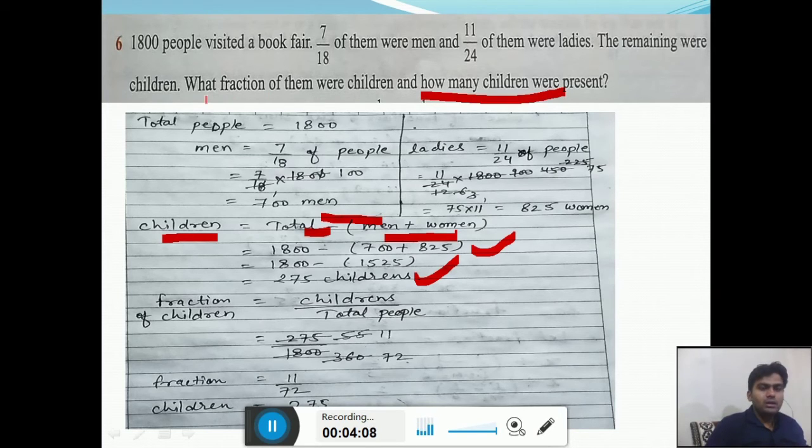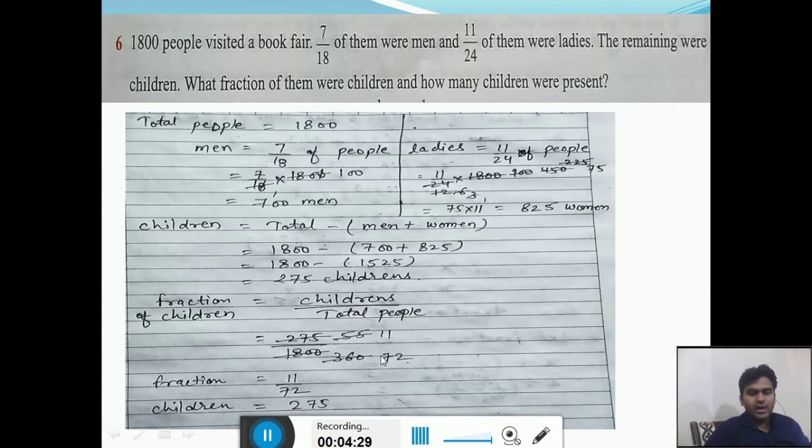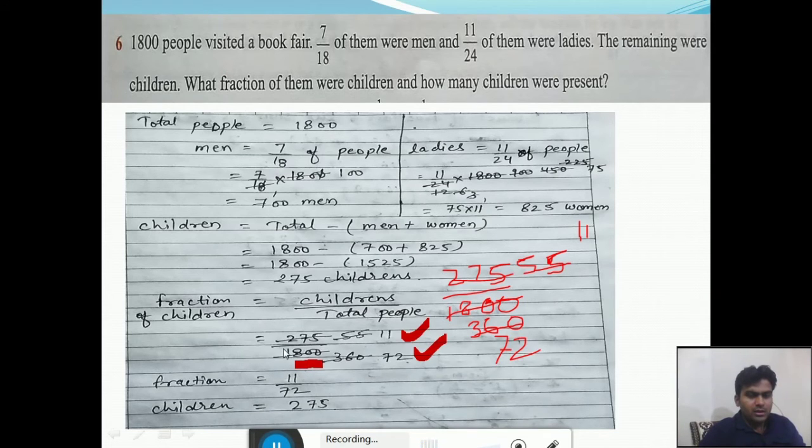Now one more question is there, what fraction of them were children? Fraction means fraction of children. So fraction of children equals children upon total people. So children are 275 and the total number of people is 1800. So 275 upon 1800, you will get 11 upon 72. So by simplifying 275 upon 1800, we got 11 upon 72.